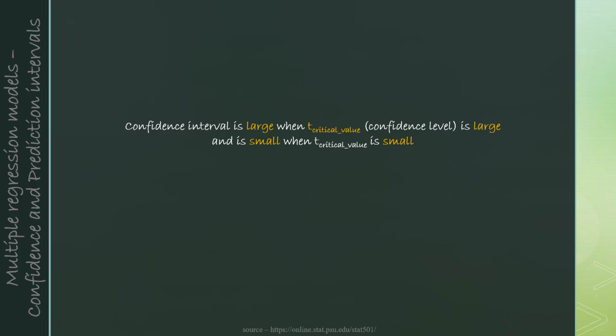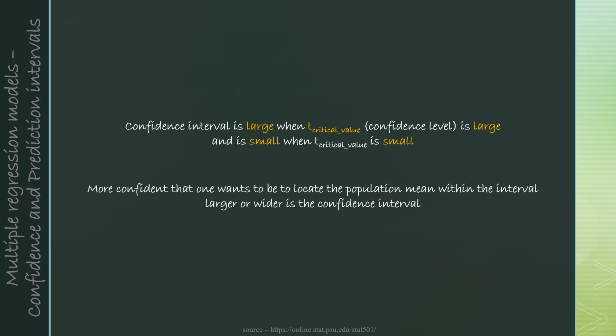Confidence interval is large when t critical value, that is the confidence level, is large, and is small when t critical value is small. The more confident one wants to be to locate the population mean within the interval, the larger or wider is the confidence interval.